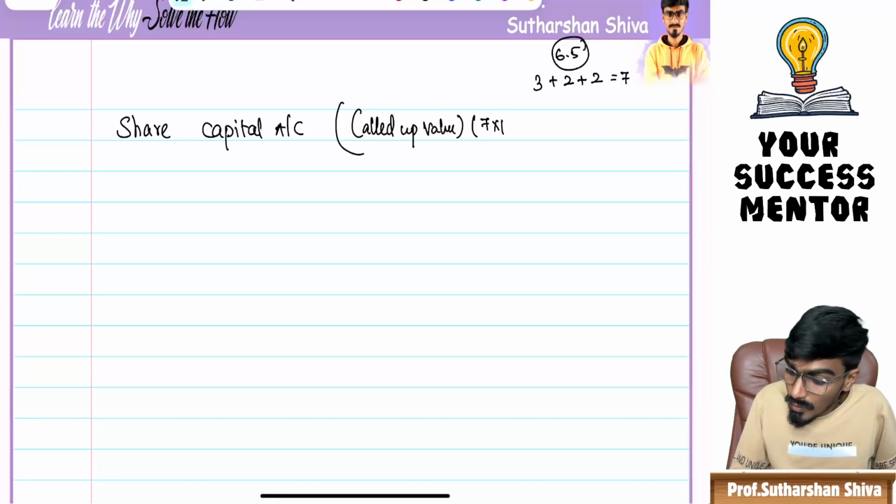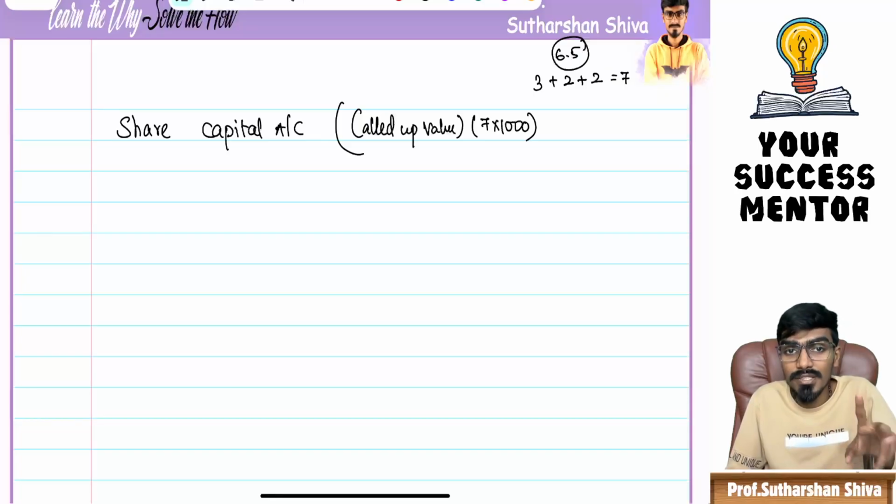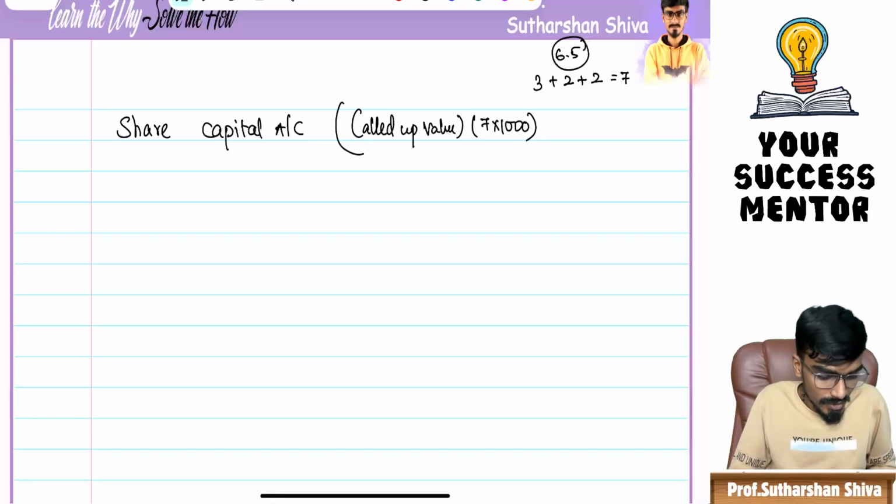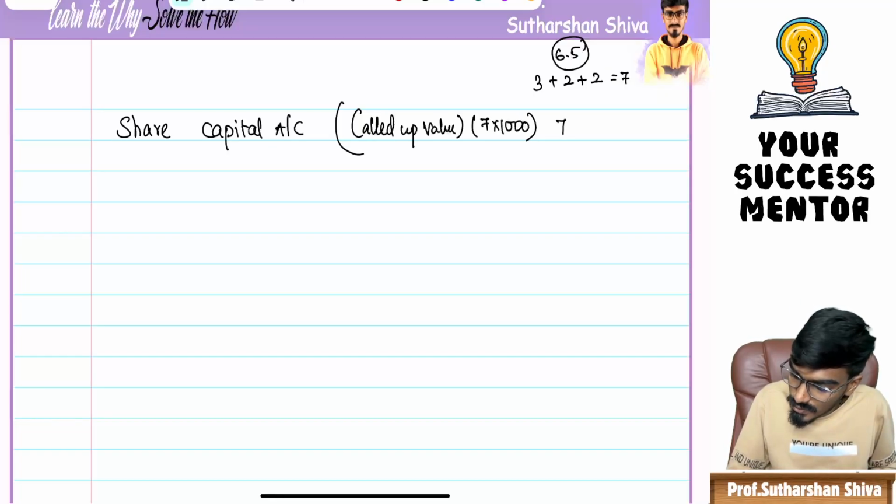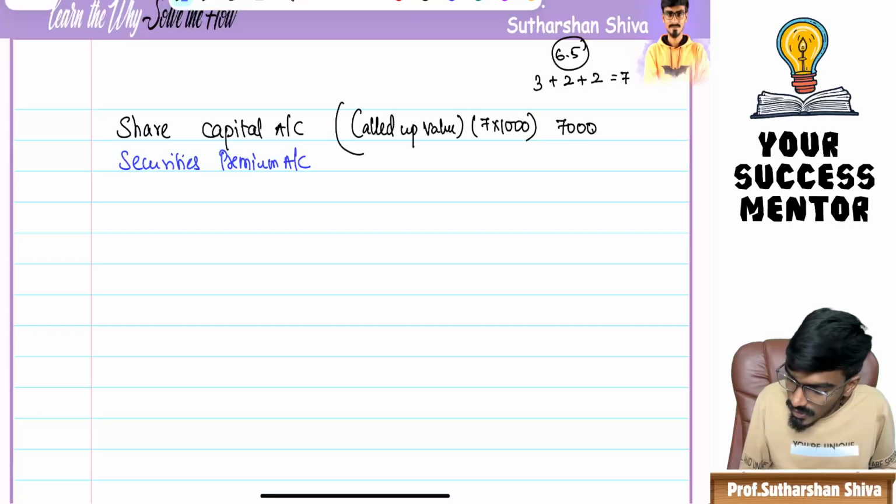1,000, sir. Only 1,000, not 2,000, because applied is only 2,000. Correct? Yes. What value will we put? 7,000, sir. Now, next. Securities premium paid? No, not paid, sir. So we need to reverse it. How much is the reversal?